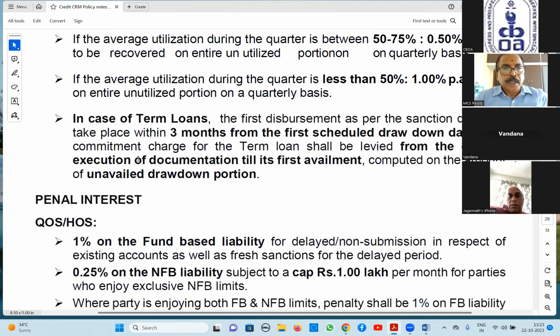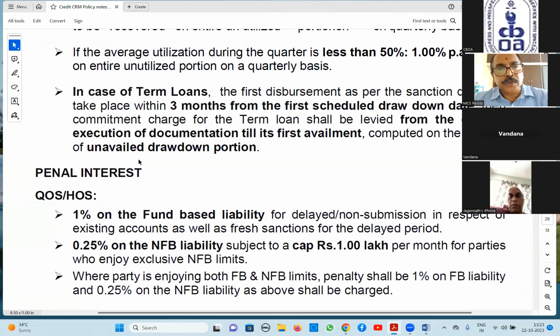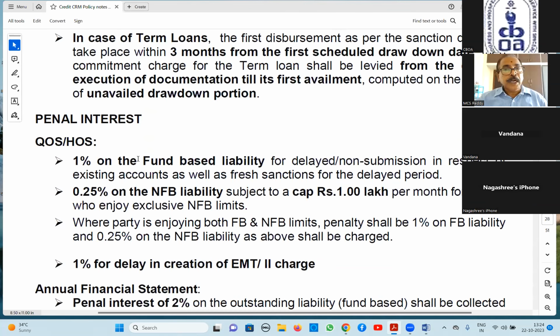And in case of term loans, if the first disbursement as per sanction does not take place within 3 months from the scheduled drawdown date, the bank will give first scheduled drawdown, first disbursement on this date, second disbursement on this date, like that they will give dates. If they don't utilize within 3 months from the date, then you have to charge. This is regarding term loans, right? And on that installment only, not on the full amount again. Say in term loans, for the first disbursement of 25% he has to avail on this date. From that date, utilize within 3 months. If they don't utilize, for the 25% portion only, you have to collect charges.